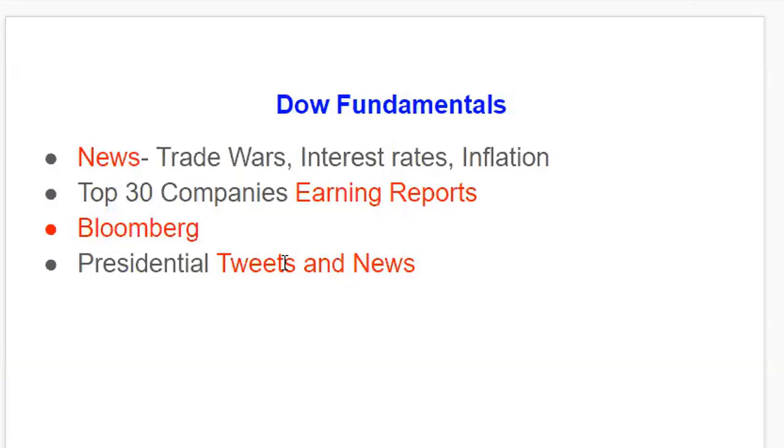Another thing that affects the US30, NAS 100, all of these is presidential tweets and news. Donald Trump can make a tweet right now that will make US30 fall 3,000 pips. Like that. We've seen it about 12 times this year already. It can make US30 shoot up 8,000 pips. Like that. We've seen it.